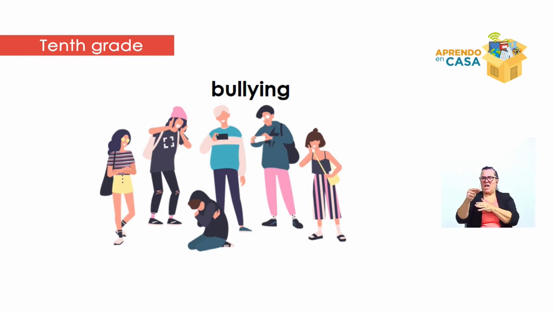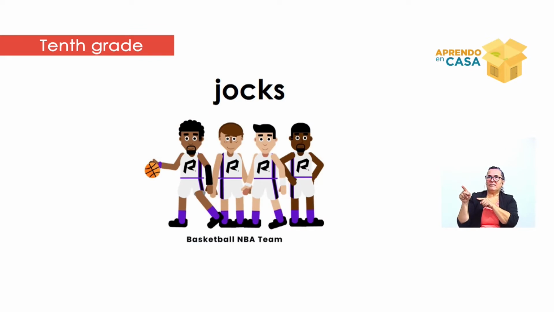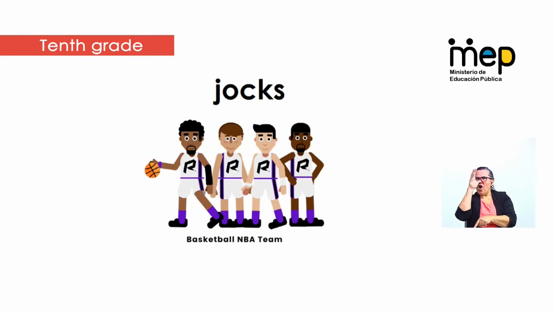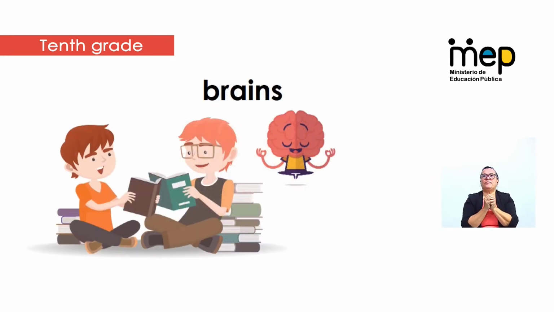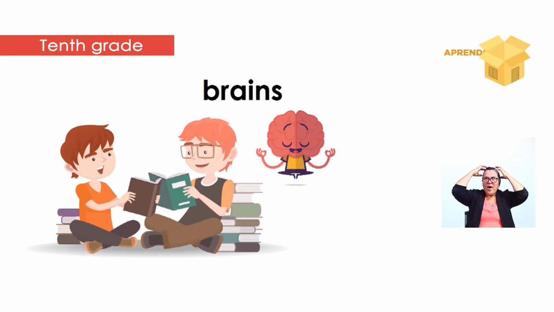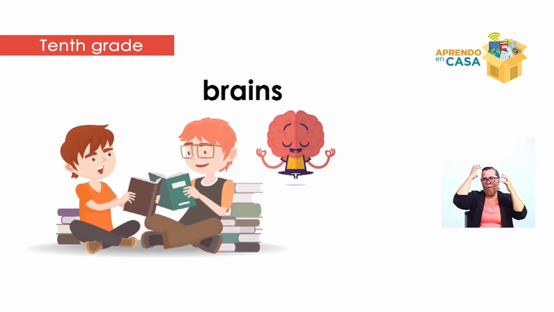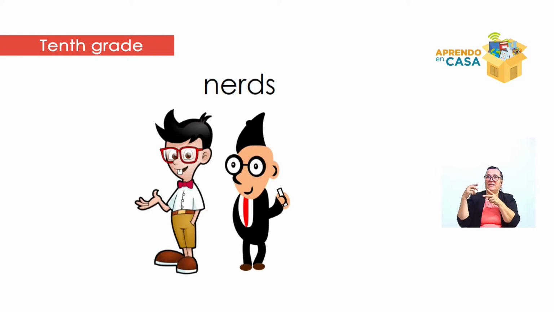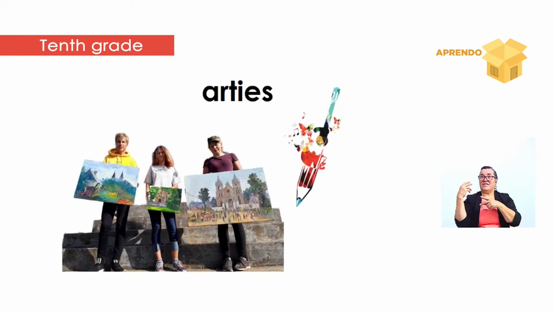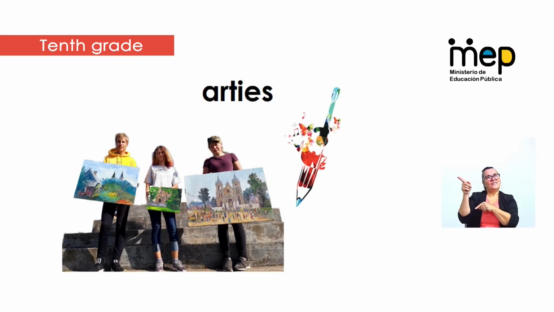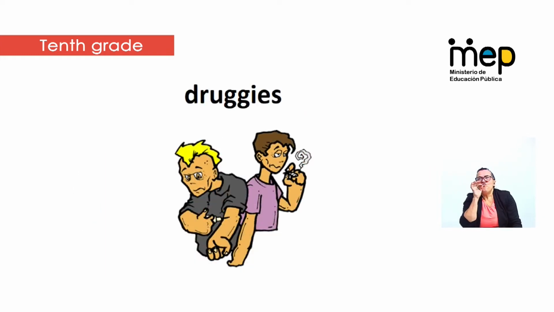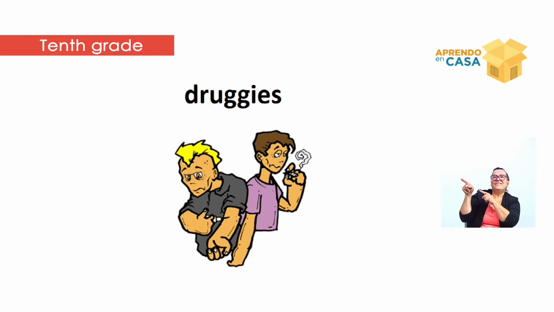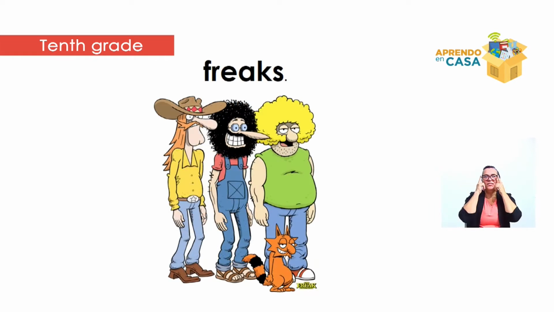Okay, next one, jocks. What is a jock? Okay, this is a specific group. Look at the image, jocks. Next, brains. Who are the brains in high school? Brains, very good. Next, the nerds. Nerds, okay. Next one, artists. Okay, look at the pictures, please. Druggies, the next one, please. Druggies, very good. Next one, freaks.